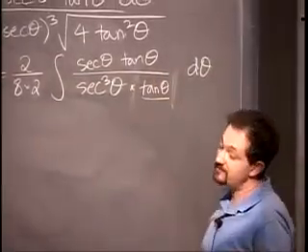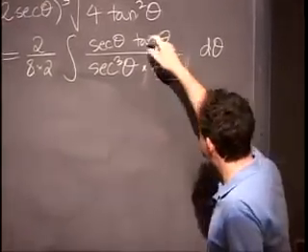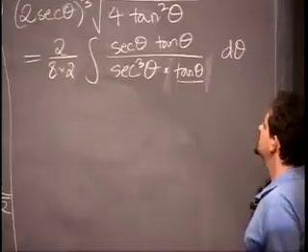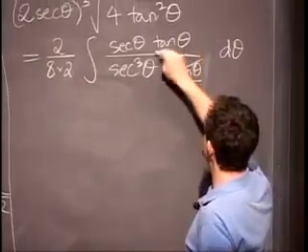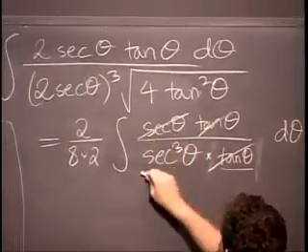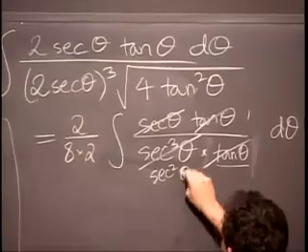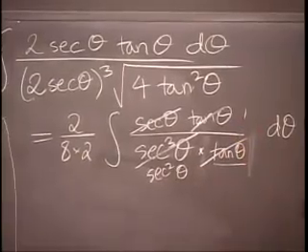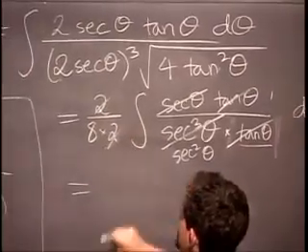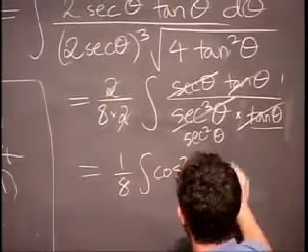On the other hand, if you did have to do x less than minus 2, in that case, tan would be negative, and so with the absolute values, you'd need an extra minus sign. Anyway, in this case, we don't. That cancels out. That cancels out. And you get secant over secant cubed, which leaves us with a secant squared. And again, 1 over secant squared becomes cosine squared. These cancel out as well. You get 1/8 the integral of cosine squared theta d theta.